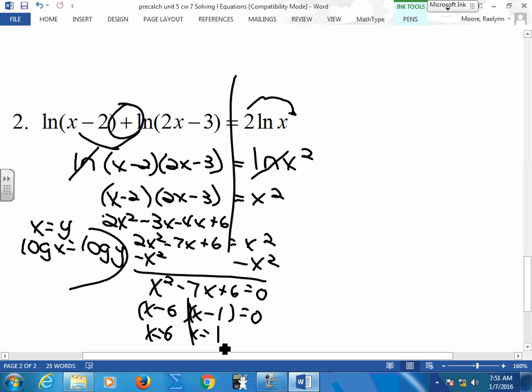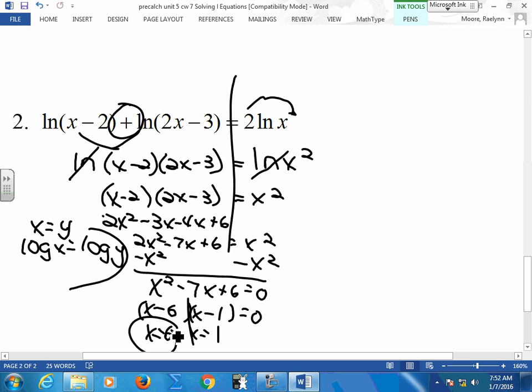You've got to check this. All you have to do is this. Watch. Put the 6 in here. The 6 minus 2, can I take the ln of 4? 6 times 2, 12 minus 3, can I take the ln of 9? Can I take the ln of 6? Yes. So this should work. I mean, you can absolutely put it in there and check it, but technically that one should work.